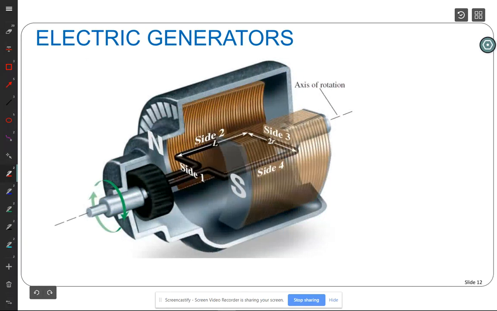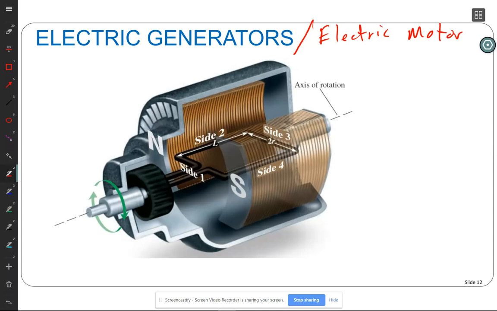Okay, magnetic electric generators. Now what your group is doing. When you look at a magnetic generator, it looks exactly the same as the picture we had for the electric motor. Exactly the same.